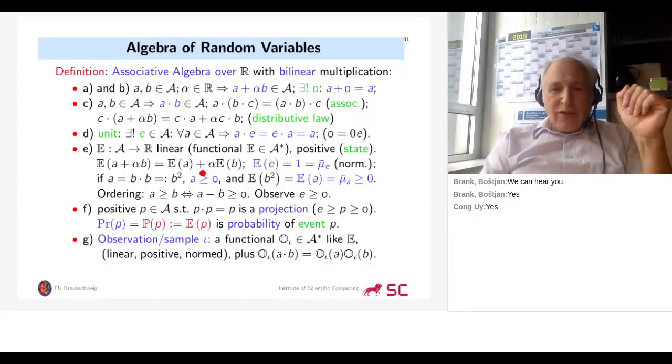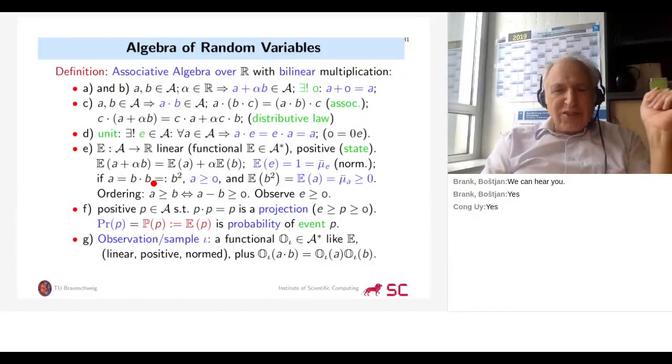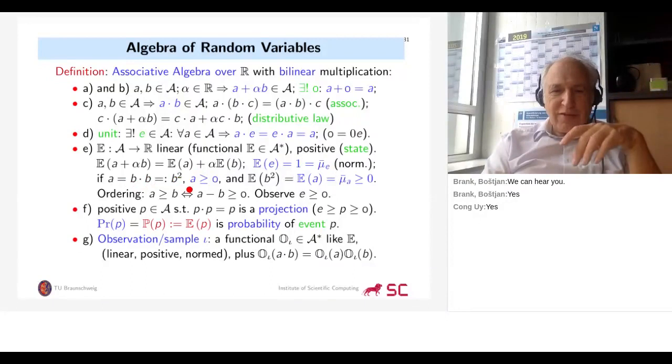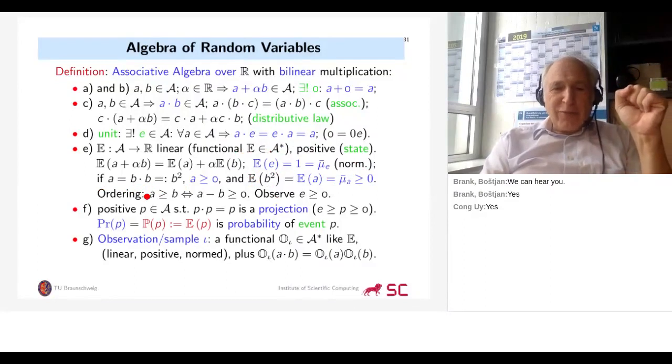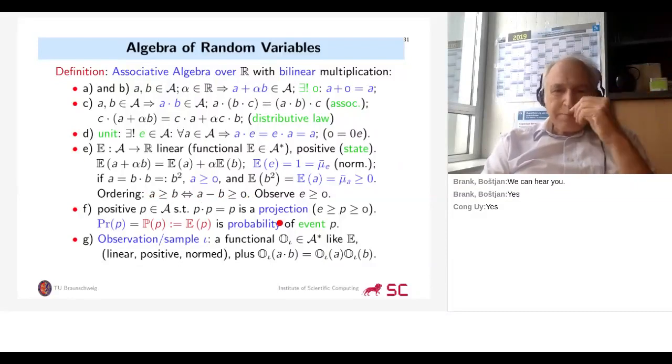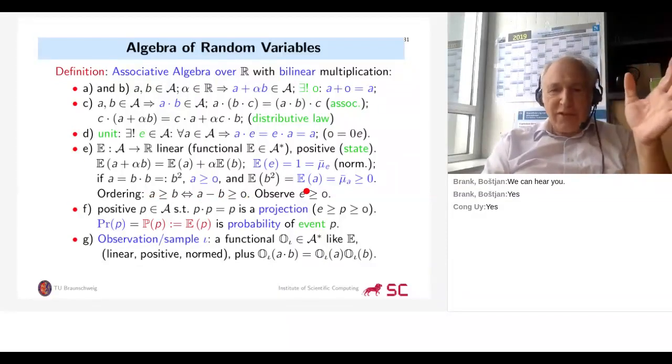And when do we call something positive? We call a random variable positive if it is a square, a product of two times the same random variable. This defines what is positive. When a random variable is positive, it can be represented this way. And then we want the expected value of that kind of random variable to be a positive number. So that means the functional is positive. This gives us an ordering of the random variables. We can say that A is larger than B if the difference is larger than 0. And observe, of course, that the unit is positive.